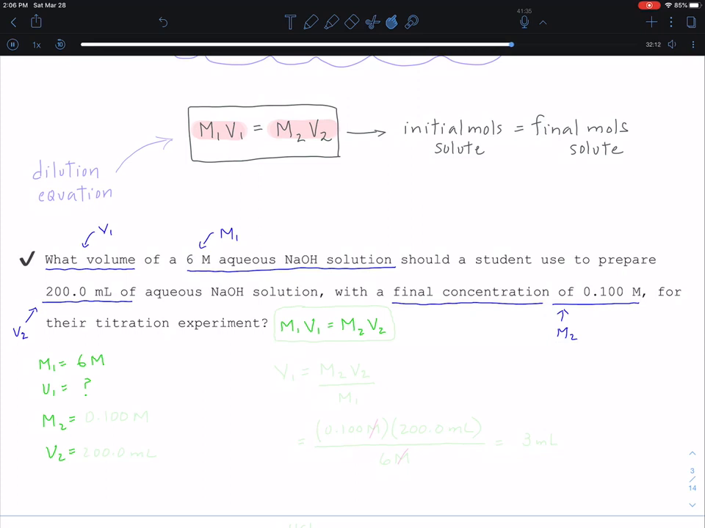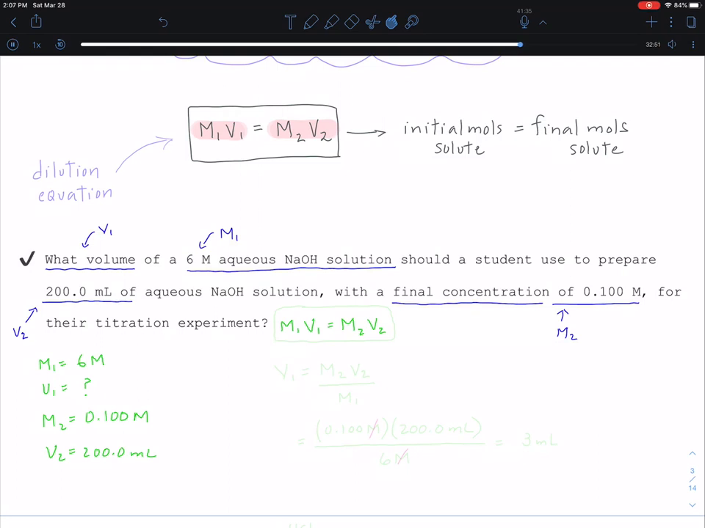The next thing I see is that my final volume is going to be 200 milliliters. And I also see that the final concentration they want me to make is 0.100 molar. Now, you might be sitting there going, all right, I notice you have mixed units. Big M, so molarity, is moles per liter, and you have milliliters. This might be one of the only times where it's probably not going to be a big deal if you don't convert the milliliters to liters. I'm going to show you why.